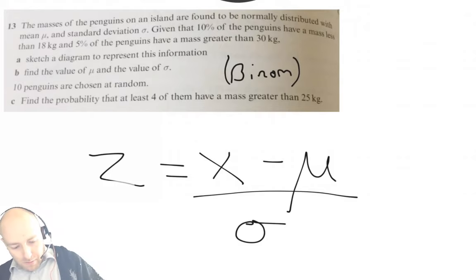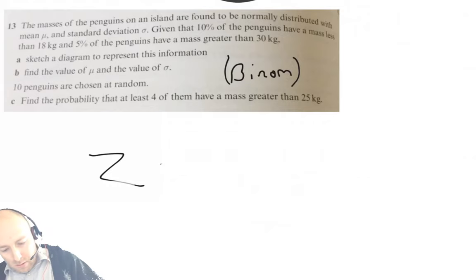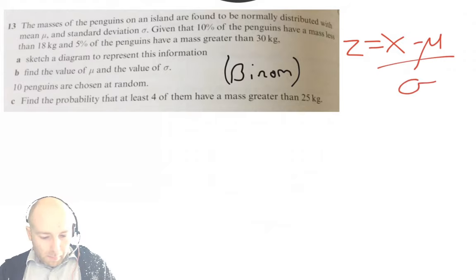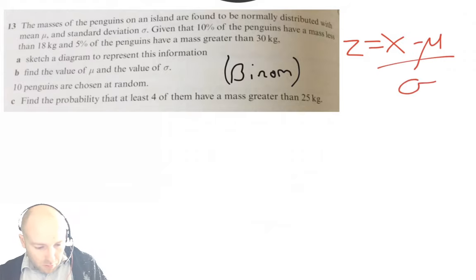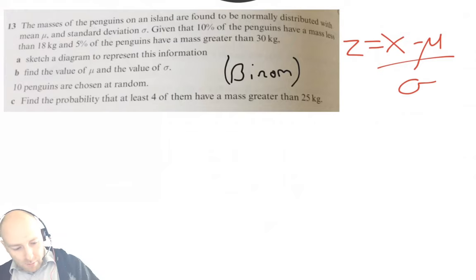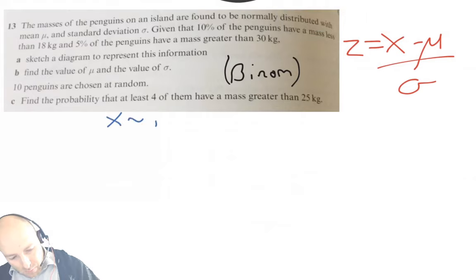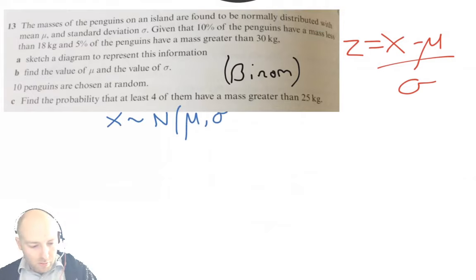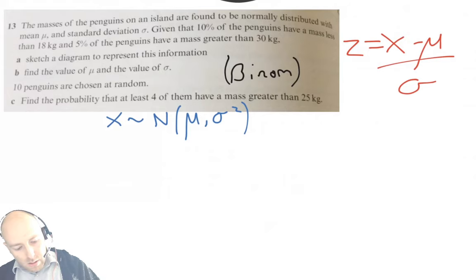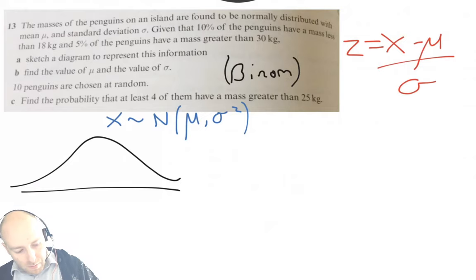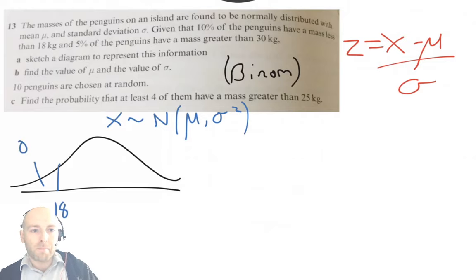So, there's the equation. I'll write it back up again at the top. Okay, masses of penguins. So we've got a normal distribution with a mean and so on. I can write it down, although it's not much use to us. X is N(mu, sigma squared). So we need to find all the unknowns in this one. 10% of penguins have a mass less than 18. So 18 must be down here, and that's going to be 0.1 because it's 10%.